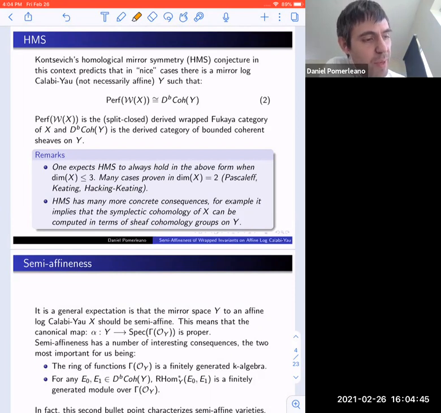By nice, what I mean is, one always expects this to hold when X has dimension at most 3. In fact, many cases of it have been proven already in dimension 2 by Pascaleff, Keating, and most recently Hacking and Keating. But in higher dimensions, and this is part of the motivation for this work, one might not necessarily expect a mirror to exist, at least in this form. So part of the goal is to look for some statements that might hold independently of mirror symmetry and for any X.